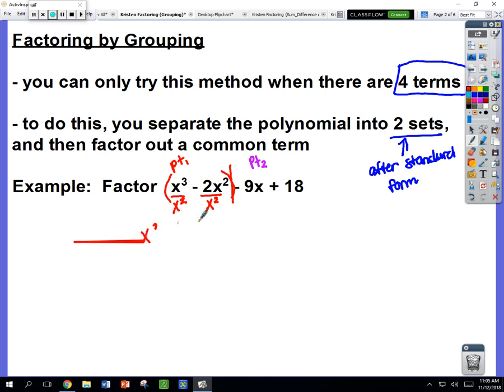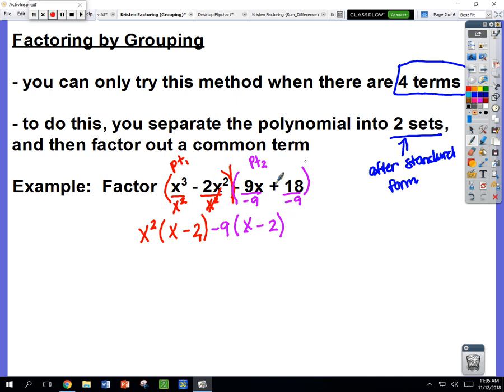So when I take my GCF out, I'm left with an x minus 2, because those go to 1. And then in my second group, I'm going to take the sign with this. And so my GCF here is actually a negative 9. So I'm going to take a negative 9 out of both of them. And I'm left with positive 1x again, minus 2, because 18 divided by negative 9 is negative 2.